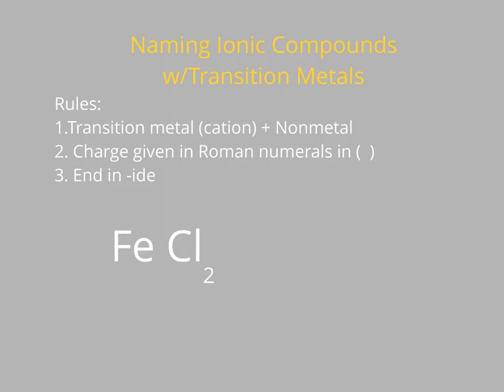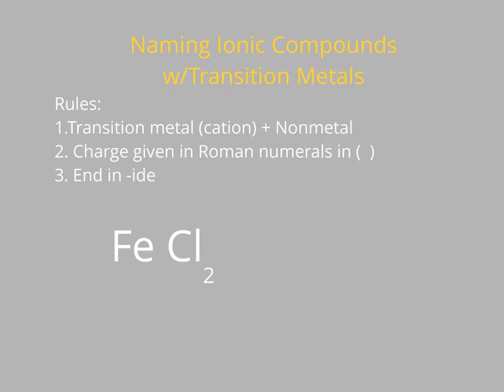Let's take a look at our first example, FeCl2. We can't simply name this iron chloride because we have to communicate what ion iron is acting like in this compound, or what charge iron is taking on. And we know looking at the periodic table for iron isn't going to be any help because there's no charge over iron's group. We do, however, know the charge that chlorine takes on in an ionic compound.